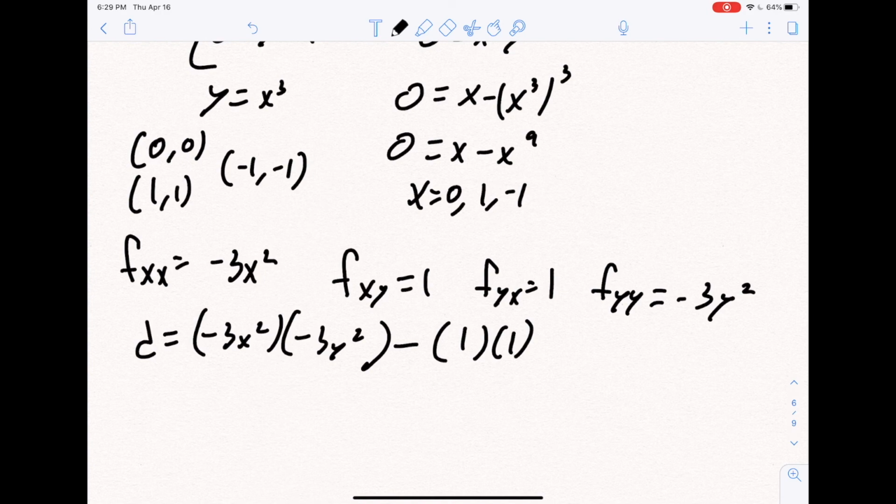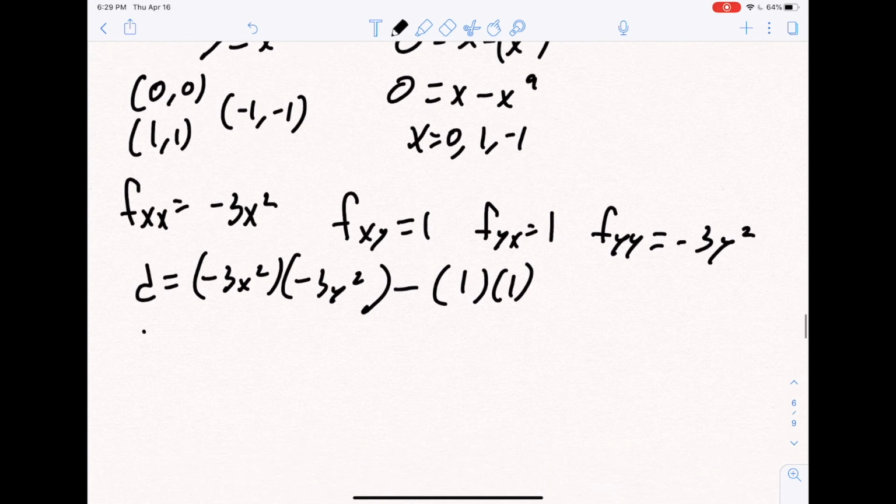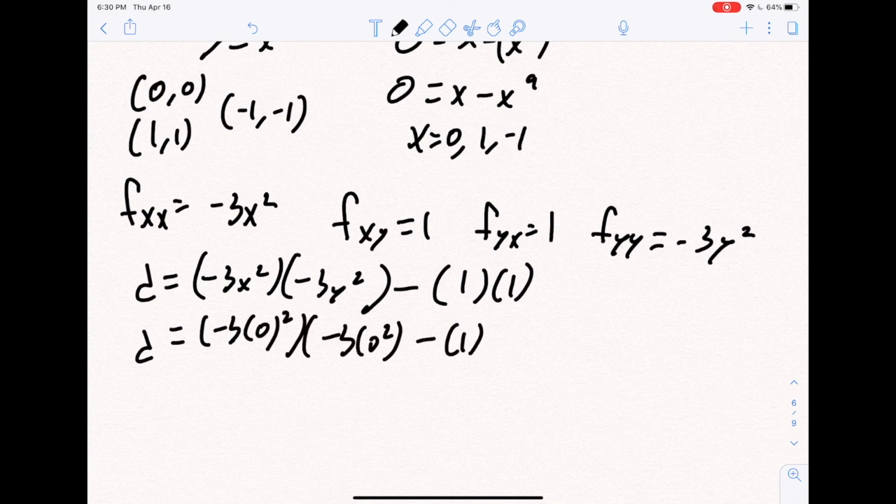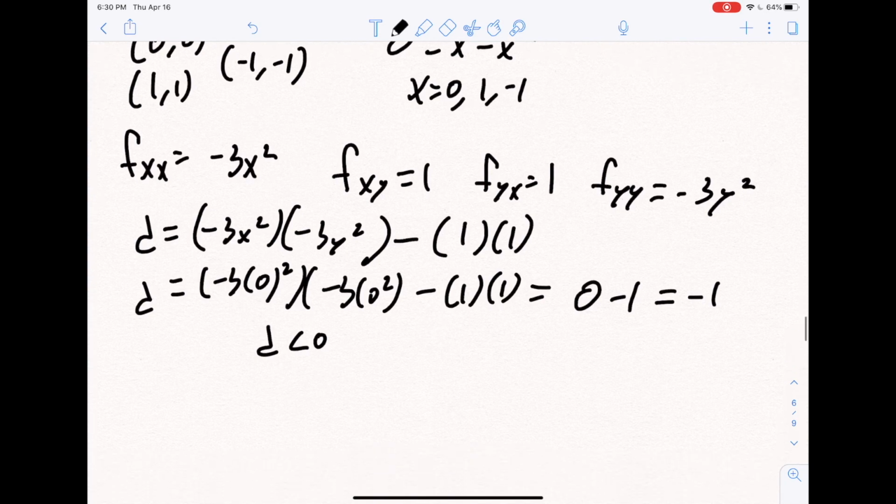Now we can plug in our different points. D of (0, 0) is minus 3 times 0 squared times minus 3 times 0 squared minus 1 times 1, which is equal to 0 minus 1 equals minus 1. Now here D is less than 0, and so that tells us that the point at (0, 0) gives us a saddle point.